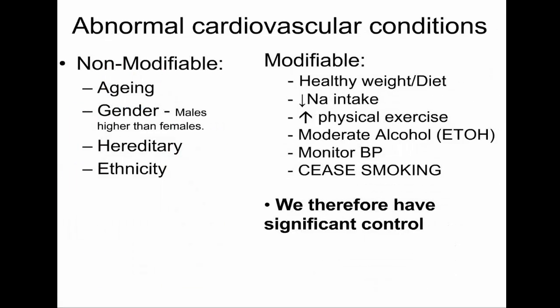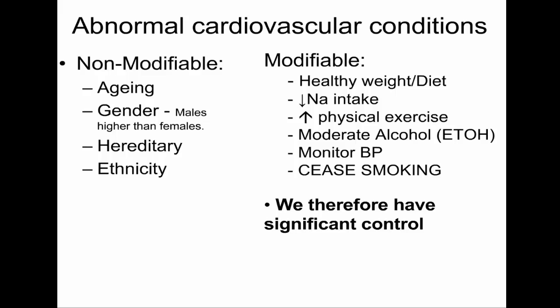Abnormal cardiovascular conditions: there are some things that we can control and some things that we can't. Some things are called non-modifiable, so we can't stop aging and we can't alter our gender easily. Males have a higher incidence than females. If you have heart disease in your family, then there is a hereditary factor, and also ethnicity. So some ethnic races have a higher incidence than others.